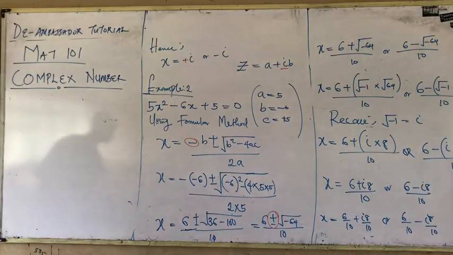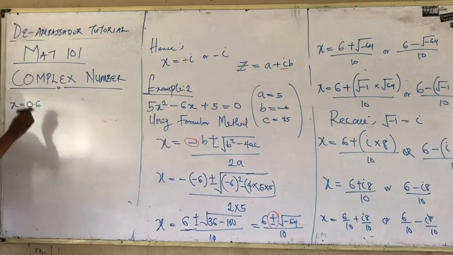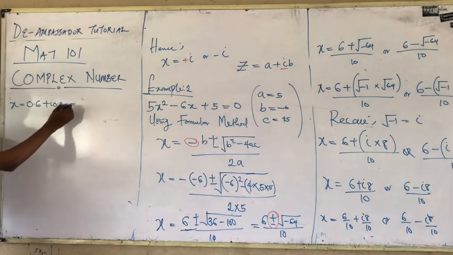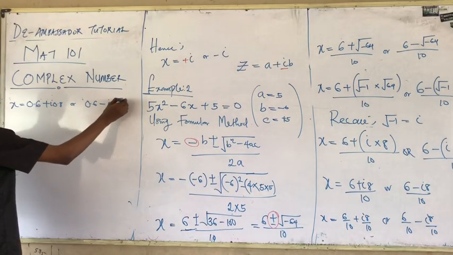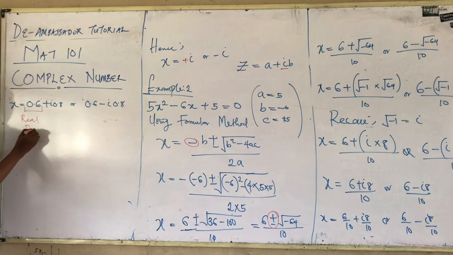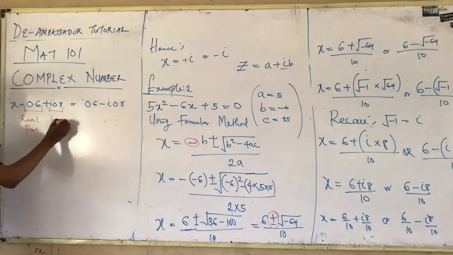In decimal point, we are going to have it as what? x equals 0.6 plus i 0.8. Or the other one is 0.6 minus i 0.8. So this part is called what? The real part. Why this part is called what? Please, this question can come out in your objective.